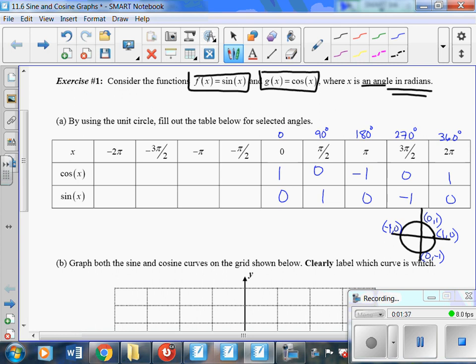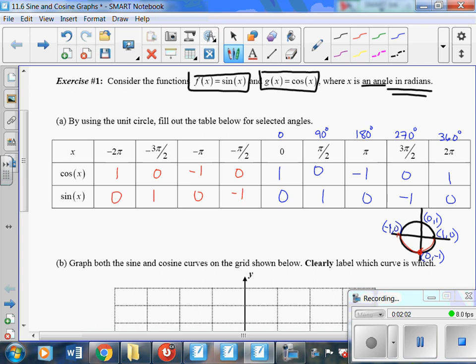All right, now we work backwards. Negative pi over 2 means we're down here, right? We go this way, clockwise, and we get 0, -1. We do negative pi, which is the same as positive pi, which is -1, 0. Negative 270 is 0, 1. And we're back to negative 2 pi, which is 1, 0.